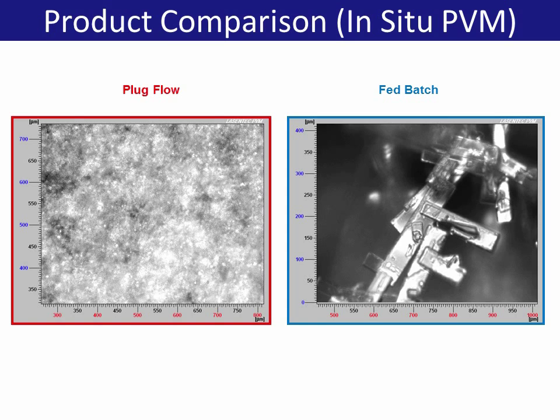The product crystals from the plug flow were too small to compare at the levels of magnification used for the other methods. However, the huge reduction in particle size is clearly shown by the comparison of the in-situ PVM images for the batch and plug flow crystallizations.